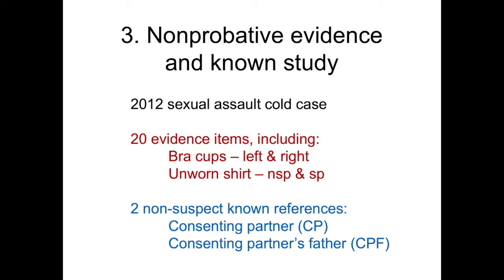A third component of the validation was a non-probative evidence and known study. This used a 2012 sexual assault cold case. There are 20 DNA evidence items, including left and right bra cups and an unworn shirt with a non-sperm fraction and a sperm fraction. There were also 2 non-suspect known references: a consenting partner, CP, and the consenting partner's father, CPF.